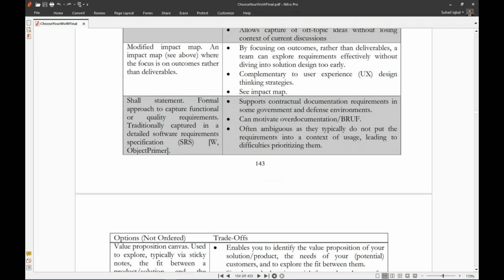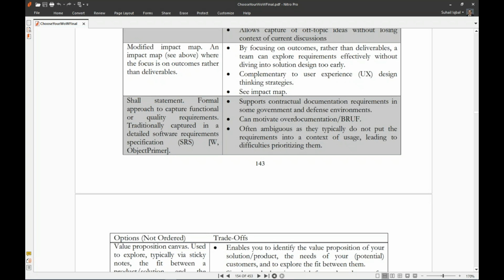Modified impact map and impact map, see above. Complementary to use experienced UX design thinking strategies, see impact map. Shall statement. Formal approach to capture functional or quality requirement, traditionally captured in a detailed software requirement specification, and here we support contractually documented requirements in some government and defense environments.